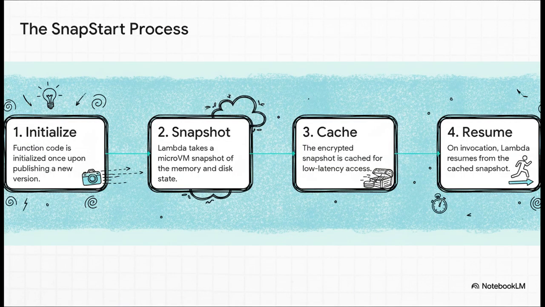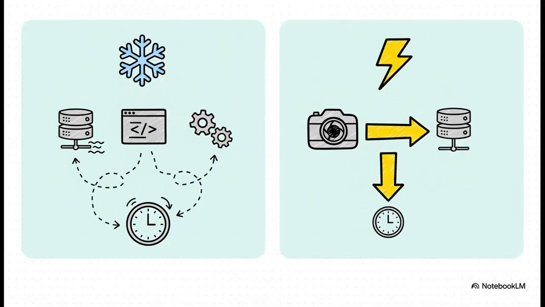So here's the play-by-play. When you publish your code, Lambda runs your whole initialization process just once. Then it takes a complete snapshot, a picture, of the memory and disk state of that fully warmed up environment. It encrypts that snapshot and keeps it handy in a cache. Now, when an actual request comes in, it doesn't build anything from scratch, it just grabs that snapshot and resumes from it. It's kind of like making a perfect photocopy of a ready-to-go environment and just handing out copies on demand.